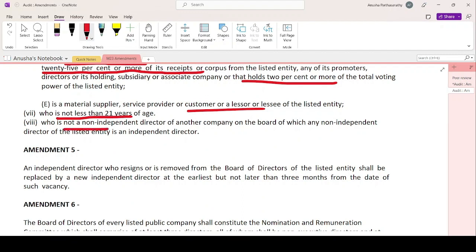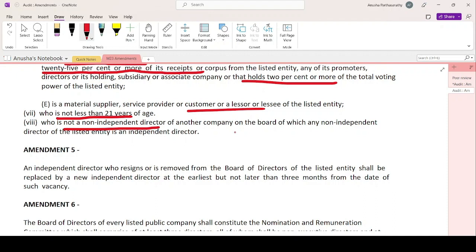Who was not a non-independent director of another company on the board of which a non-independent director of the listed company is an independent director. Say, I am an independent director in ABC Limited. Okay. Mr. B is an independent director in BCD Limited. Now, he is also a non-independent director in my company. Then I can't be an independent director there.